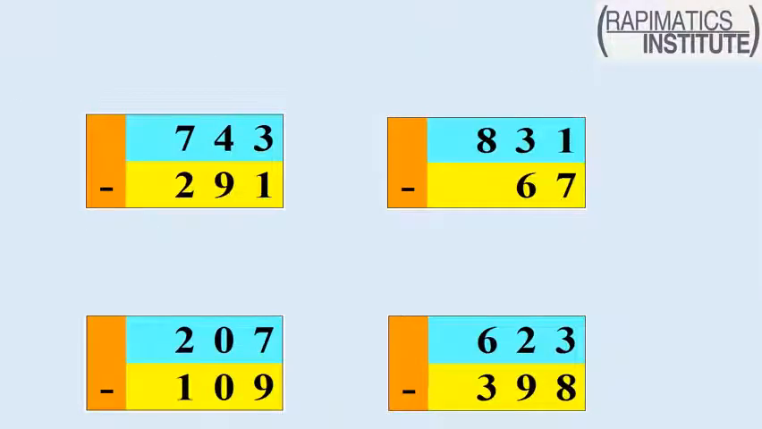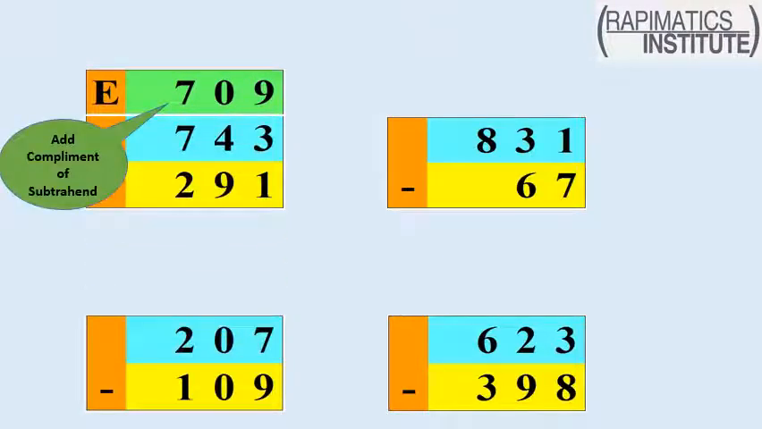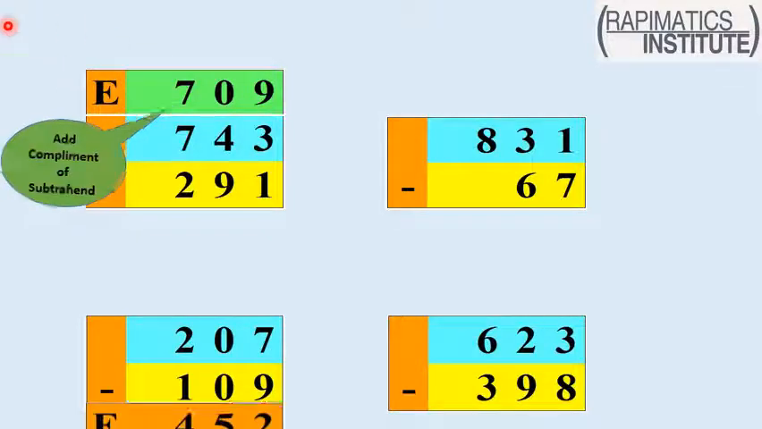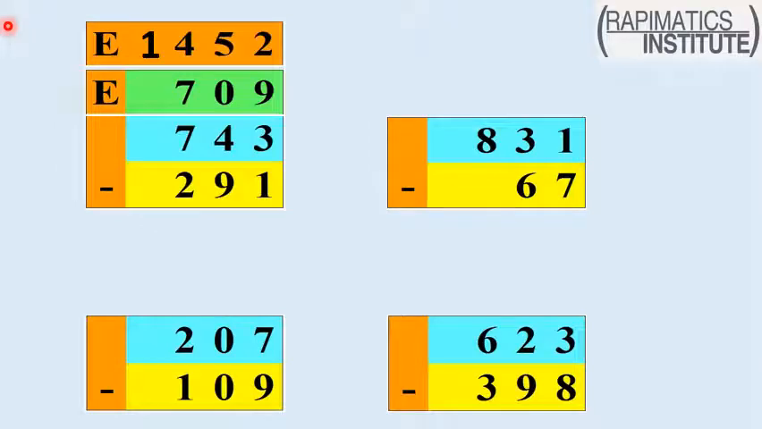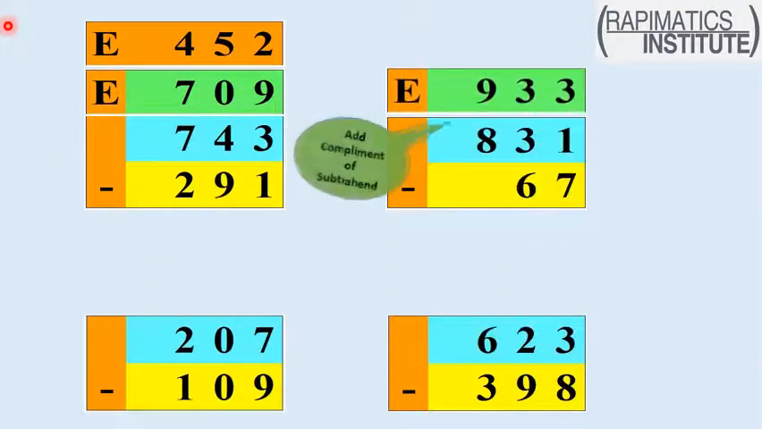Okay, let's take a quiz. Pause for a second and figure out what these answers are, and then I'll quickly go through them on the slides. I'm going to add the complement of our subtrahend, which is 291, so it's 709. Add them together and remove our 1. That's our answer.